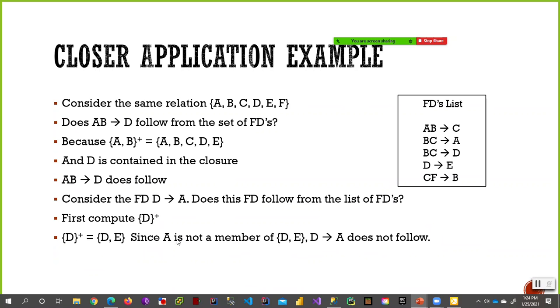So because A isn't contained inside of the closure set for D, then DA does not follow. So D does not functionally determine A, ever. It just doesn't exist in this particular relation.